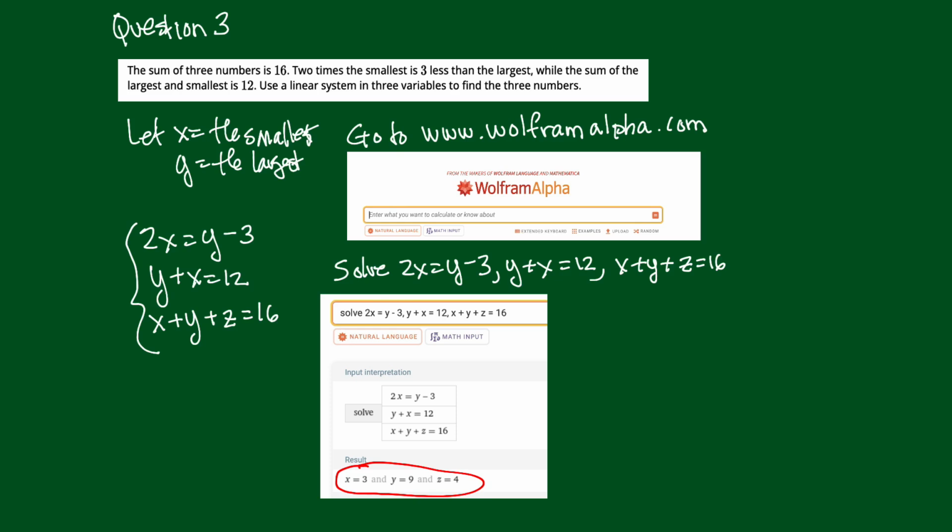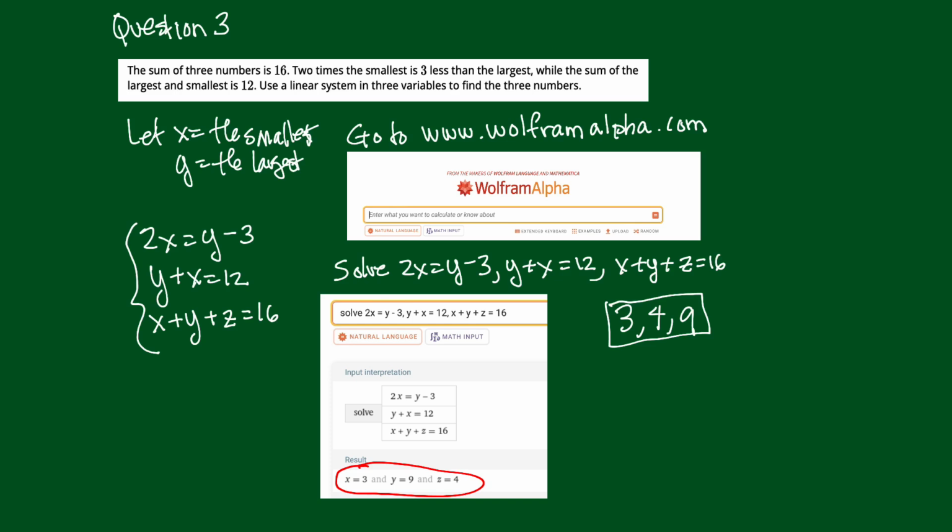Now here's the question up at the top. What's the question? Find the 3 numbers, right? Find the 3 numbers. Well, I've got three numbers here. The three numbers are 3, 4, and 9. The order doesn't matter. I could write 4, 3, and 9. But it wants three numbers.